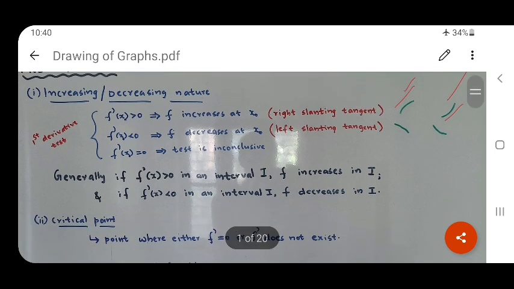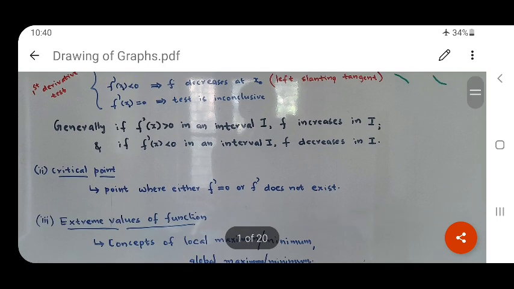So generally, if f dash x is positive in an interval, then f increases in the interval, and if f dash is negative in an interval, then f decreases in the interval. Next concept is the critical points. These are the points where either f dash vanishes or f dash does not exist, with some additional conditions which you already know.